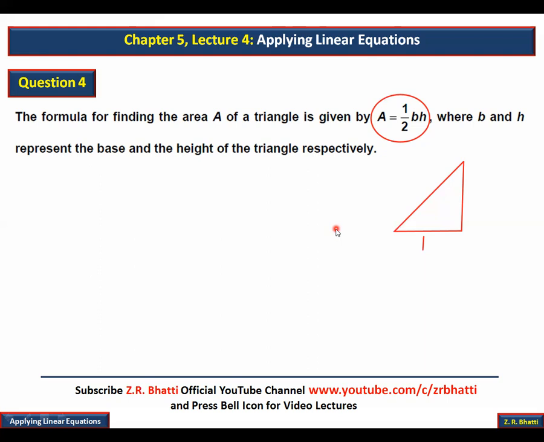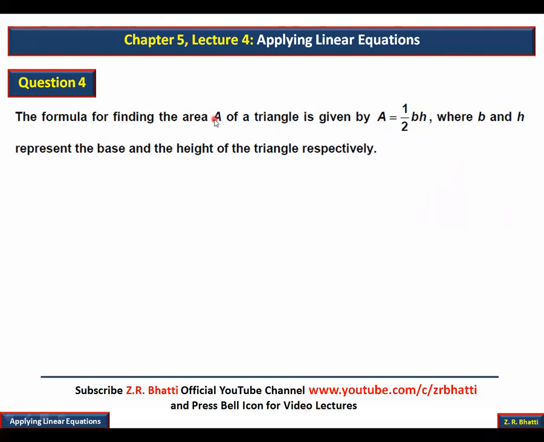What was given? 1/2 multiplied by base multiplied by height. Yes, this is the formula. This is given, and always we use this formula for finding the area of the right angle triangle.